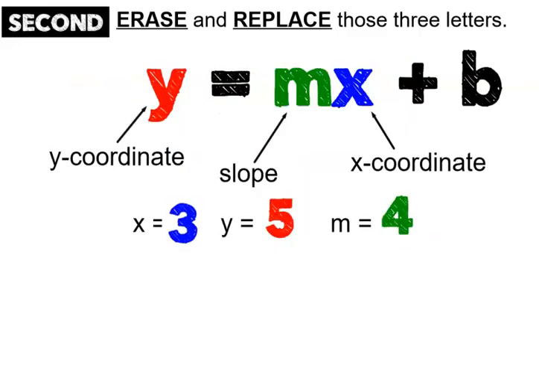What we're going to do next is erase and replace those 3 letters. We're going to replace the y coordinate with the y value here. Notice I've color-coded it. So you have to make sure you're putting the numbers in the right positions. Once I erase the letters y, m, and x and replace them with the correct values, it will look like this.